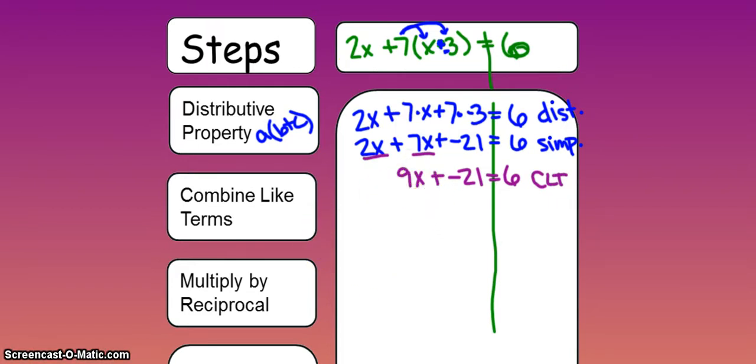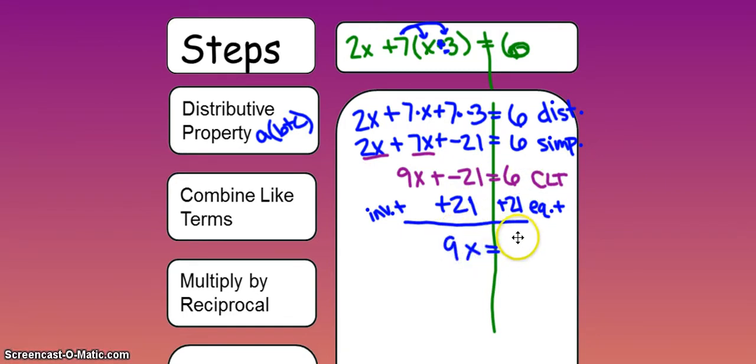We want to get rid of the adding a negative 21, so we add a positive 21. That's our inverse property of addition. We add 21 to the other side for our equality property of addition. Make sure we do it to both sides. Negative 21 and positive 21 cancel each other out, so we end up with 9x equals 21 plus 6 ends up being 27. We're back to a one-step equation.